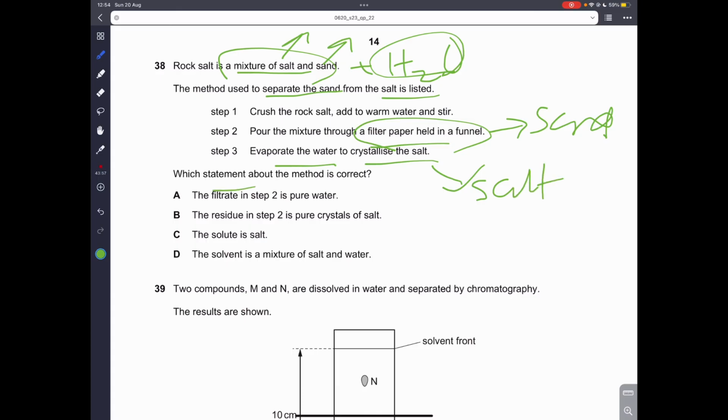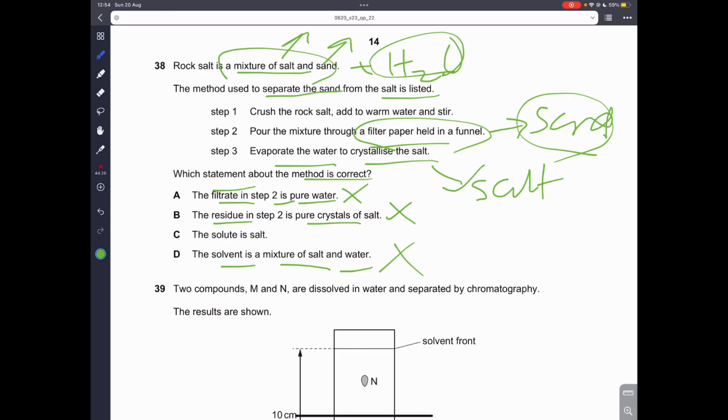So which statement about the method is correct? The filtrate in step 2 is pure water. It's not pure water because the salt is dissolved in water. So it is not pure, it is impure. The residue in step 2 is pure crystal salt. Remember, this is wrong because residue means the one that you filtered out, which is the sand.